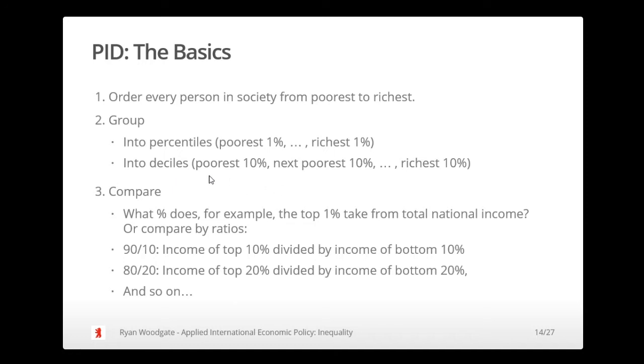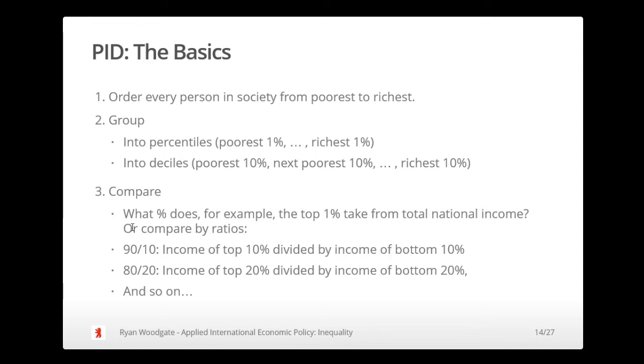Okay, and then simply compare what percentage of income, for example, the top 1% take or earn from total national income. If the top 1% earn more than 1%, then you already have some notion that there is inequality, right, in your economy. If the top 1% own 10% of national income, then of course, very high inequality.